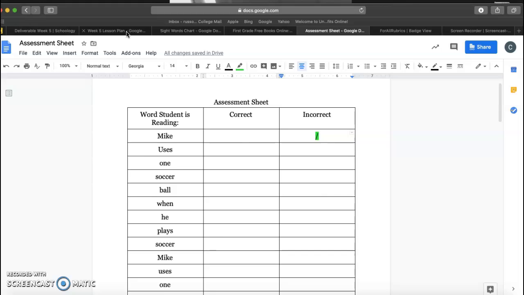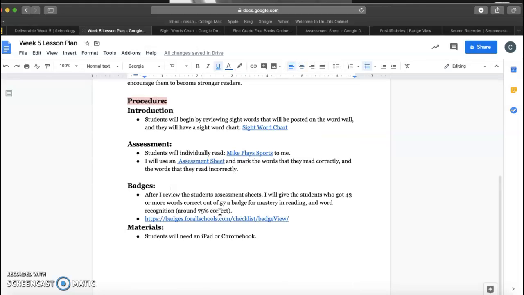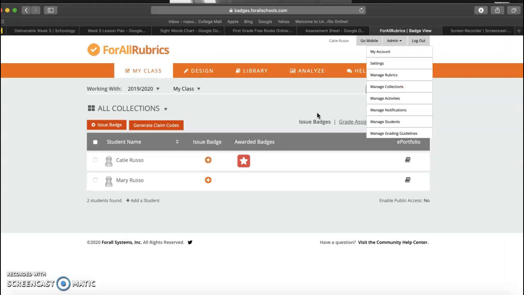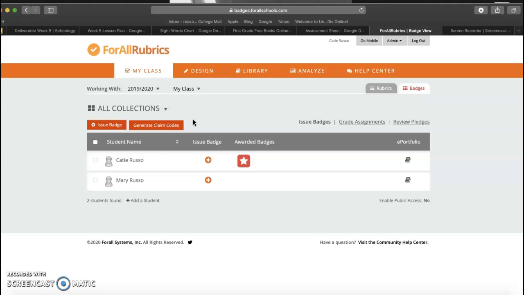they got incorrect. And then for the badges section of this, the students that got 43 or more words correct out of the 57 total words will get a badge for mastery in reading and word recognition. This is about 75%, and this is important for first graders to be able to recognize 75% of words in a story.